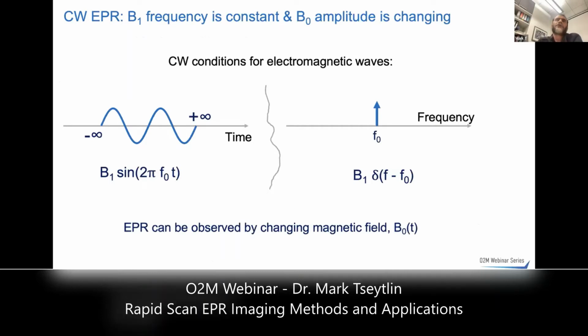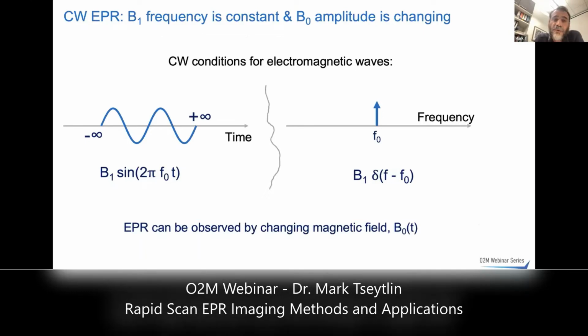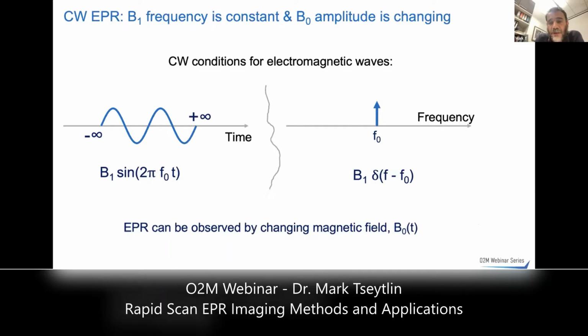So most of the people doing EPR are doing CW EPR. That's why I think it makes sense to go through the basics and explain what actually CW, continuous wave, is. The continuous wave condition for an electromagnetic wave is when you have essentially an infinite sinusoidal wave with a single frequency in the time domain. In the frequency domain, you have a single frequency, like a delta function. And again, in these CW conditions, EPR can be observed if you change the magnetic field, and if, as I said, there is a certain matching between the external field and the frequency of the excitation.